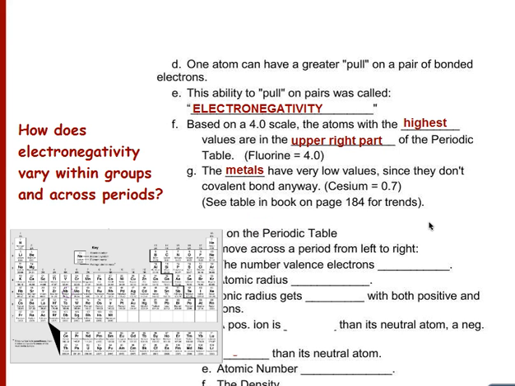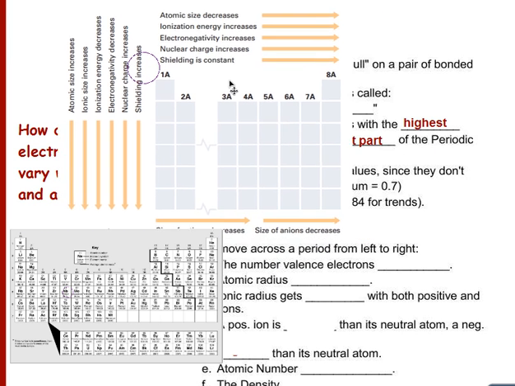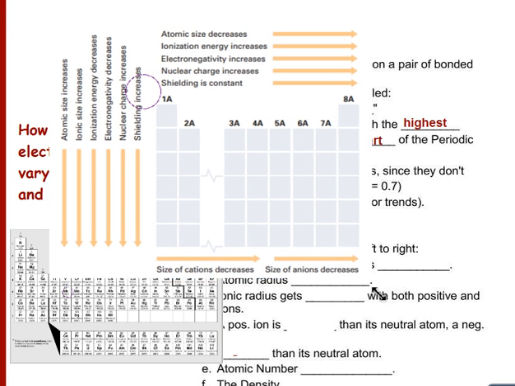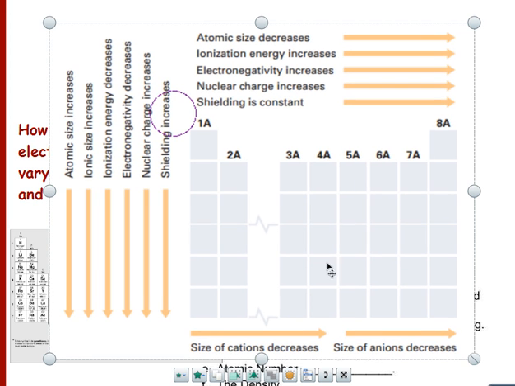Okay, and so it says in our book, see the table on page 184 for trends. Well, here, because I'm that cool of a guy, I am doing this for you. This is the table on page 84, and look what happens to our electronegativity. These are all of the trends. So atomic size, as you go down, is going to increase. Ionic size gets bigger as you go down. Ionization energy decreases. Electronegativity decreases.